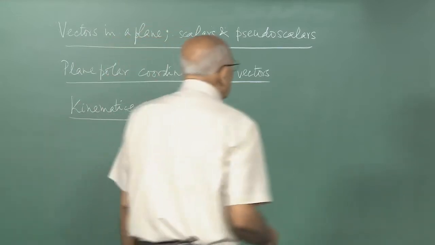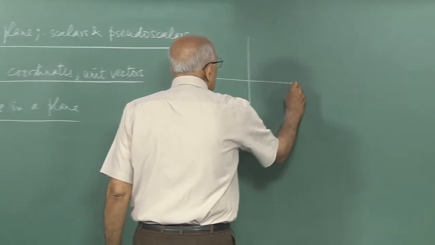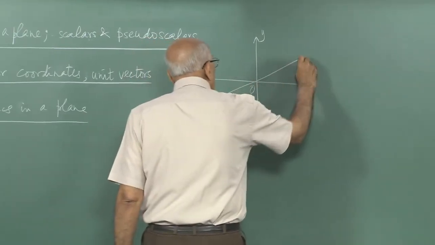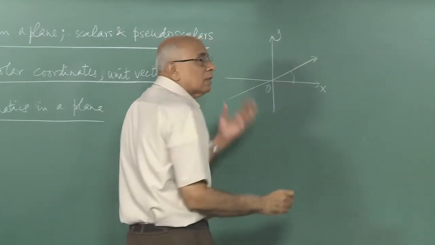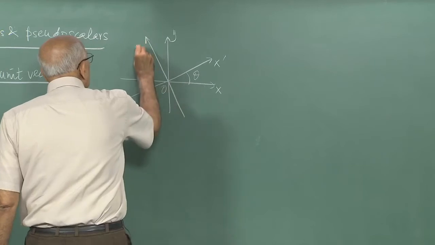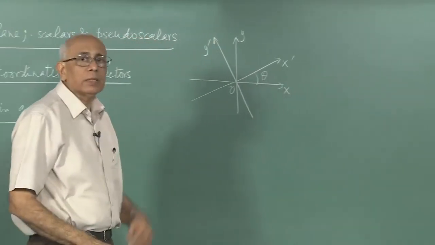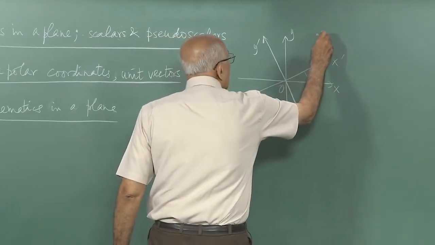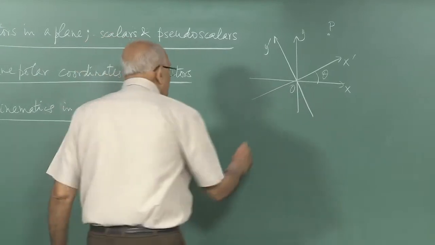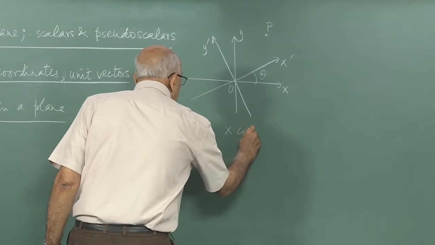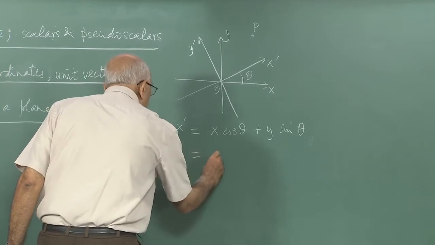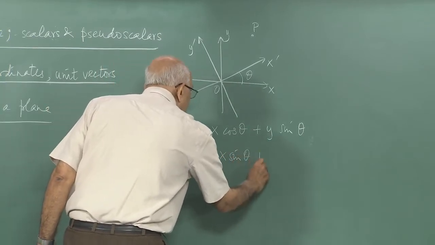So in a plane, we have already seen that if you took a frame of reference, the xy axis, and then you took a tilted frame rotated at some angle theta with respect to the first coordinate system, x prime, y prime, then we had a set of transformation rules which said that the coordinates of an arbitrary point P, if they are x and y in the original frame of reference, then x prime is x cos theta plus y sin theta, and y prime equal to minus x sin theta plus y cos theta.